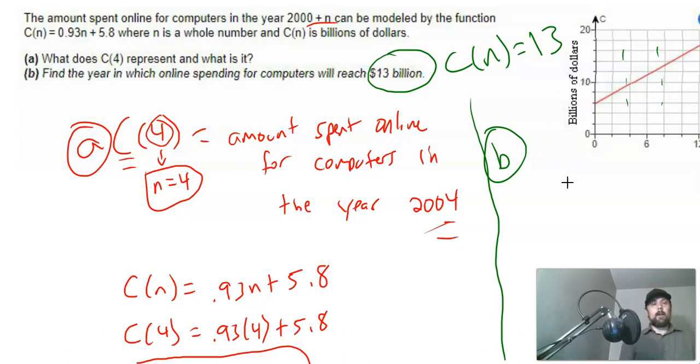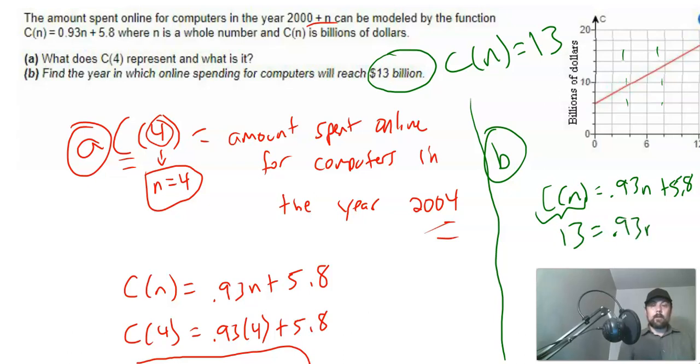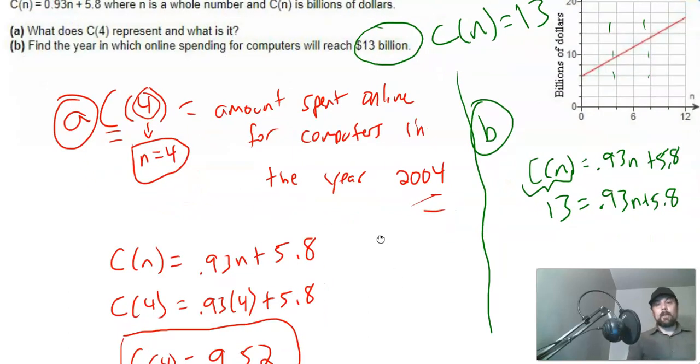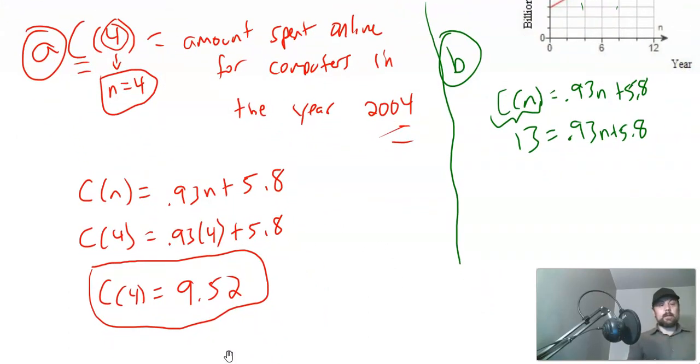So we have C of n equals 0.93 n plus 5.8. C of n is equal to 13 for part B. So we plug in 13 for C of n. So again, this is a case where they're giving you the y value, which in this case is C of n, and you're solving for the x, which in this case we're calling n. All right, and so let's go ahead and solve that equation, and then we can be done.